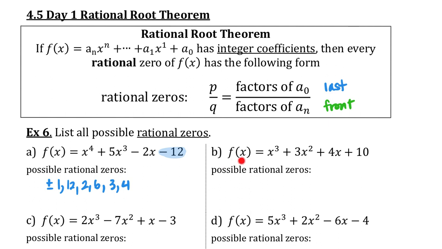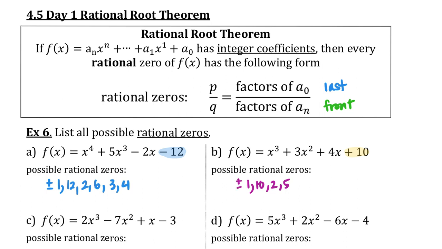Okay, let's go ahead and look at B. We just want to look at the last term and figure out what possible zeros there are, even though we're not yet confirming which ones are correct. So for 10, what could we do? We could do 1 times 10. We could do 2. We could do 5. Is that everything?